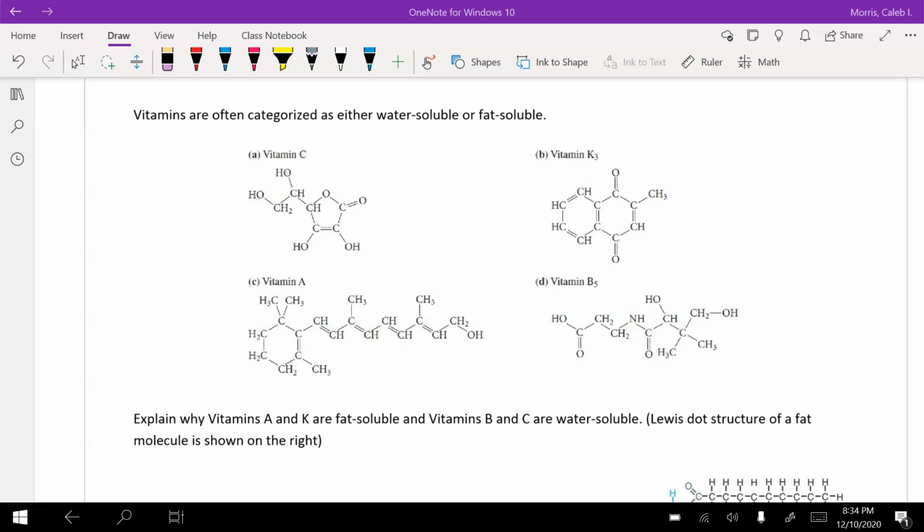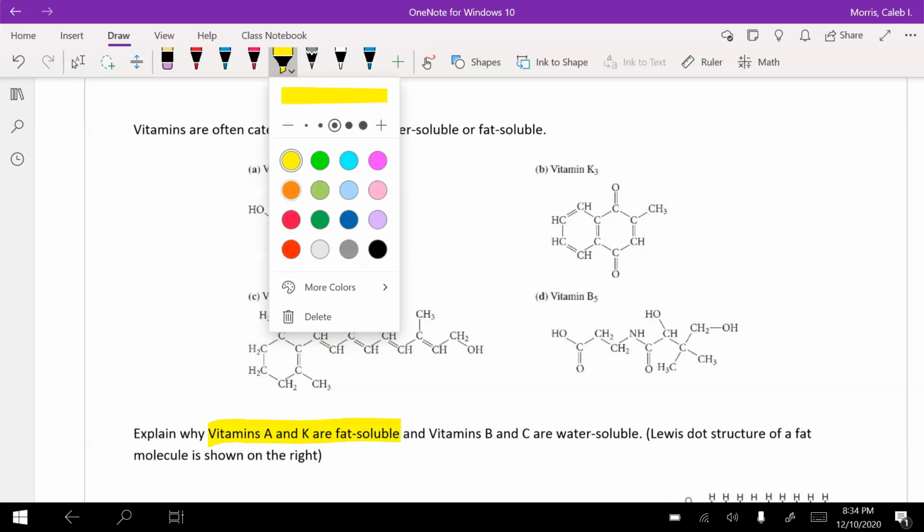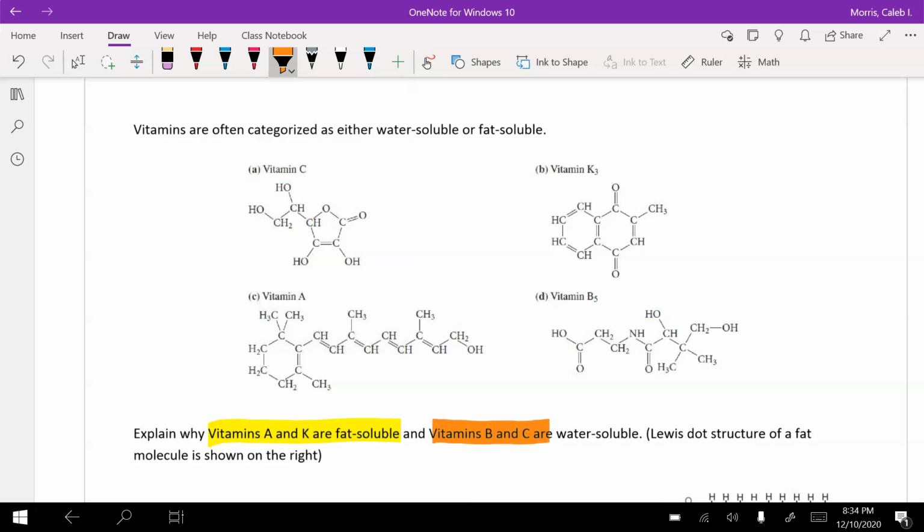Hi class, here's another example problem. Vitamins are often categorized by either water soluble or fat soluble. And we've got some images of fat down below. We want to explain why vitamins A and K are fat soluble. So A and K are fat soluble, and vitamins B and C are water soluble.